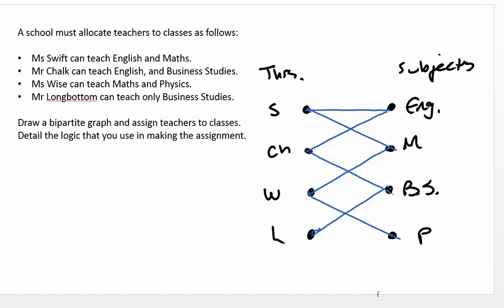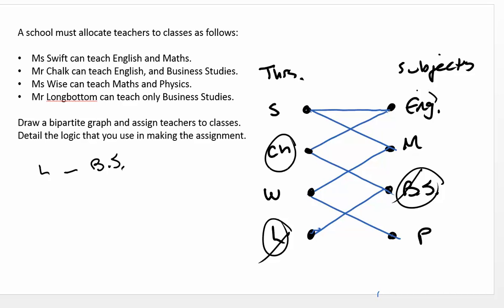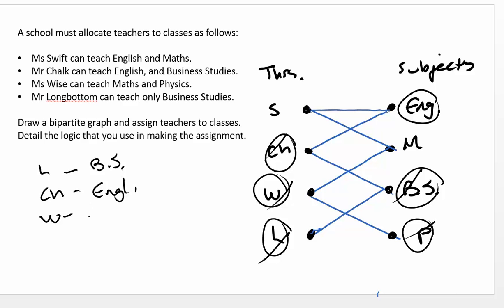Now, if I had to then assign teachers to classes, I've probably got to look at perhaps the person who can only teach the one thing to begin with. So, Longbottom, business studies. And I'll strike them from the scenario. Now, that means that Chalk can't get the business studies, get the English. That then means the only assignment to physics is Wise. And that means that Swift will end up with the maths class.